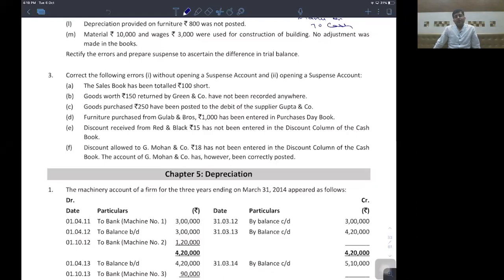Yes, Neil, only on the basis of that assumption we did, the error is at the time of posting and not at the time of recording. My correct entry should have been depreciation account debit to furniture account 800. Now, because this transaction is recorded in journal and if they have mentioned that it has not been posted, it simply indicates that both the effects are not given. Therefore, the rectifying entry directly will be depreciation account debit to furniture account rupees 800. Am I right?